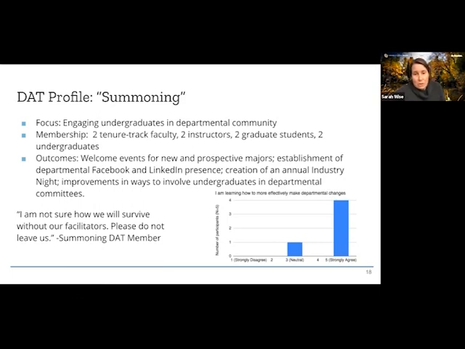One of the things that was notable about this DAT was the activity of the undergraduates and the amount of leadership that they took, as well as were accorded, and the ways that faculty encouraged that. There were 2 undergraduates, and they ended up leading the departmental Facebook and LinkedIn projects, as well as being integral in all of the other projects.